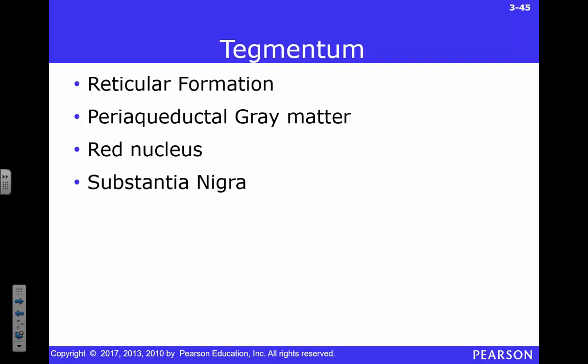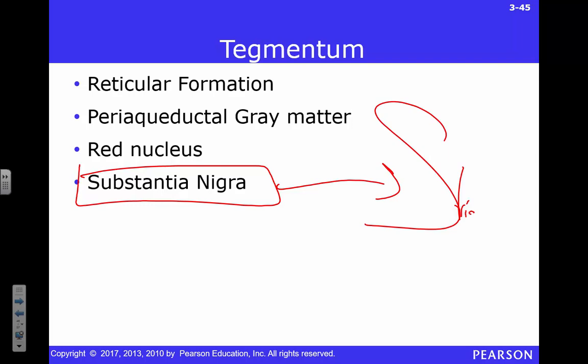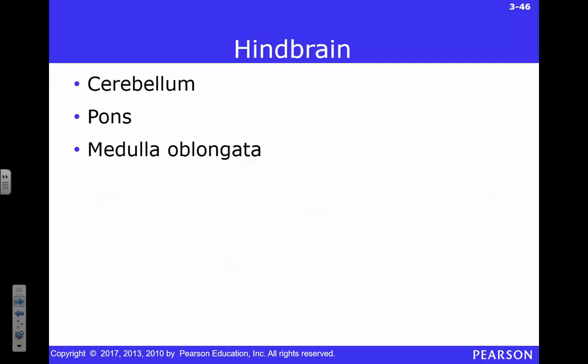The only nucleus here that I think is important is the substantia nigra. This guy projects to the striatum. If you have Parkinson's disease, the dopaminergic cells in this pathway die, and that's what gives you the motor deficits, right? That's why we'll call this the nigrostriatal pathway. We'll talk again more about that toward the end of the semester. Right. We should talk about the hindbrain.